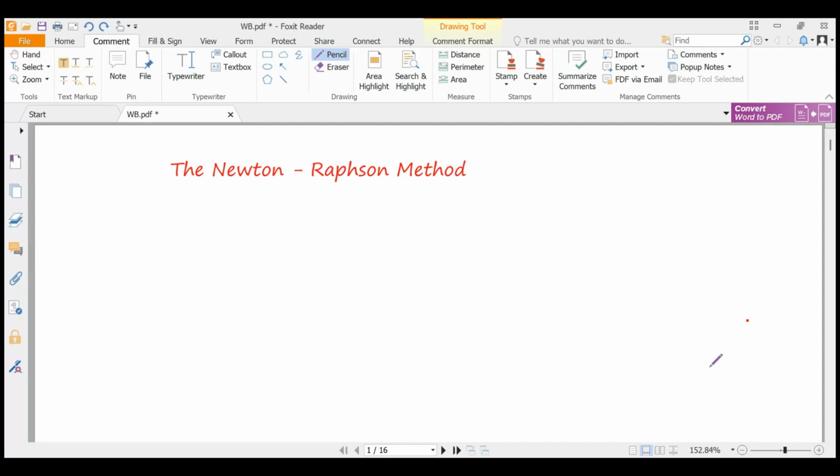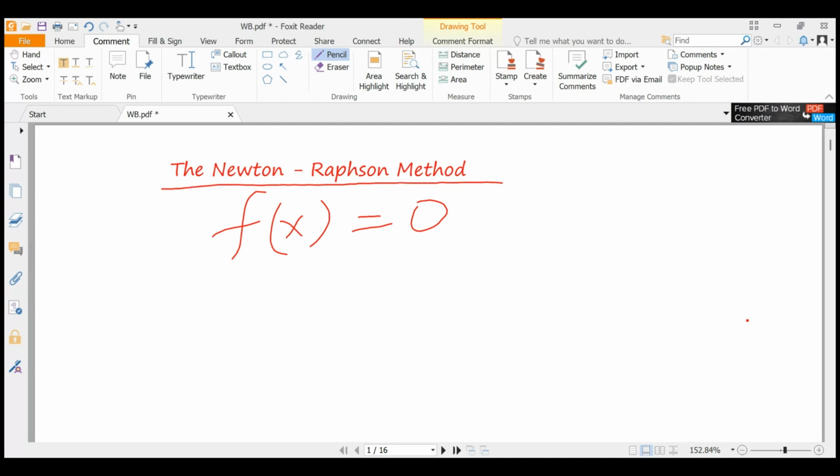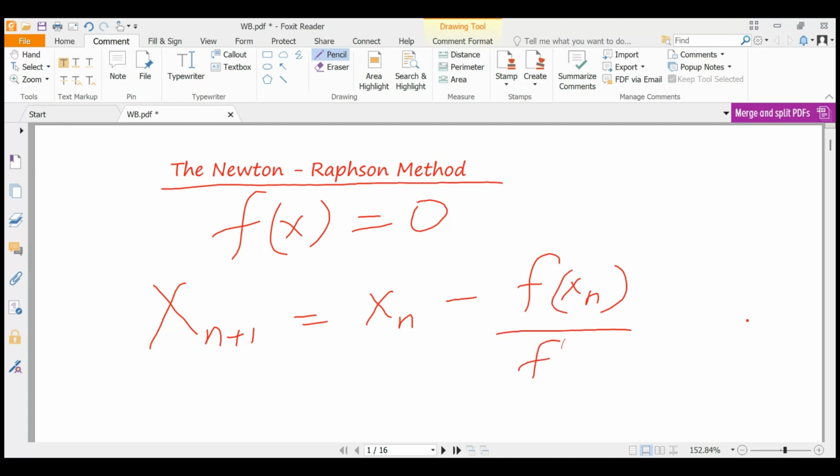In this session, we'll be talking about the solution to the equation of the form f of x equals 0 using a method that we call the Newton-Raphson iterative method, or simply the Newton-Raphson method. Now, the Newton-Raphson iterative method can be expressed in the form x_{n+1} equals x_n minus f of x_n divided by f prime of x_n.